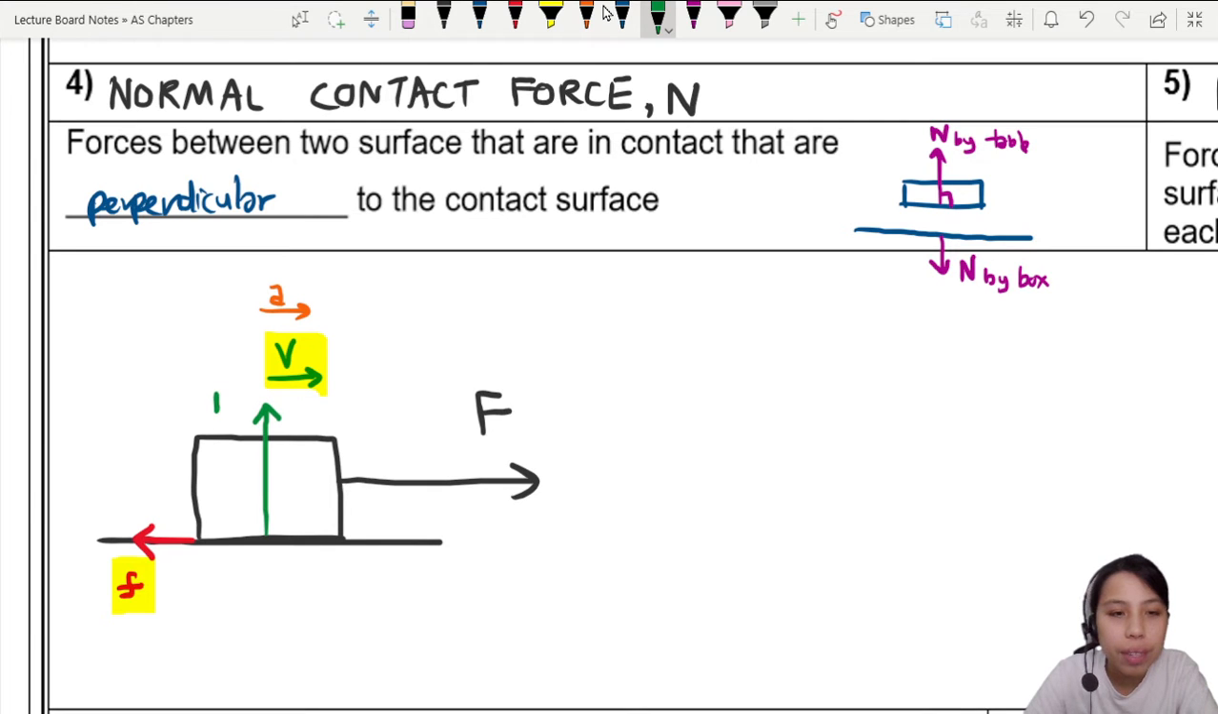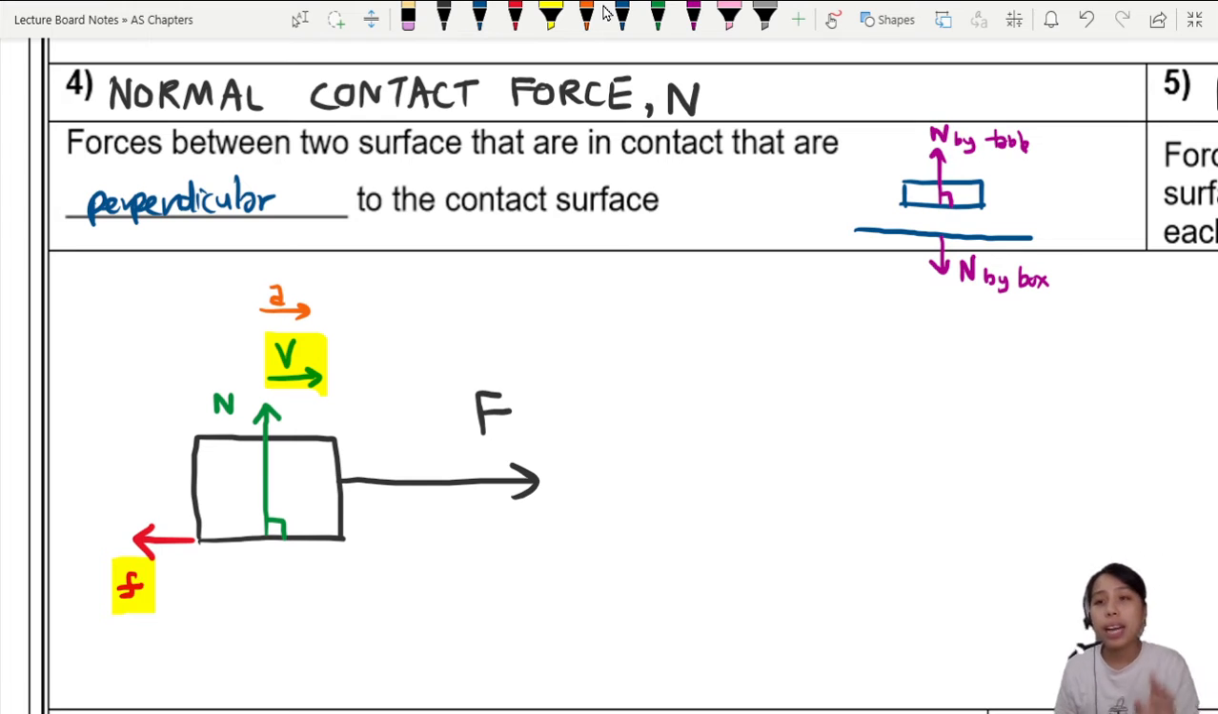Like that. Perpendicular to the surface. Now I can rub off this table. I don't need it anymore because I just want to look at forces on the box. Okay, so forces on the box, there you go. 3 forces on the box.